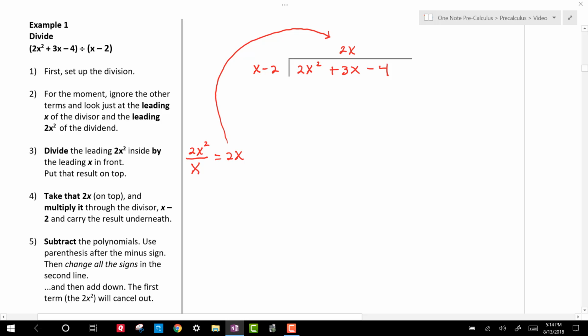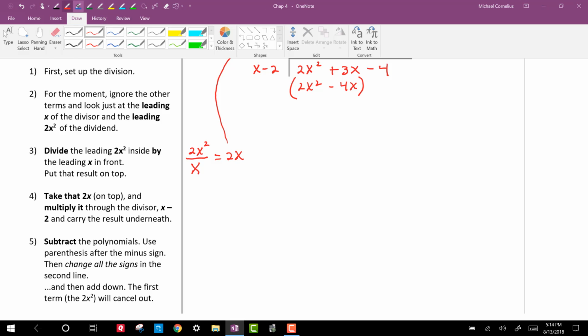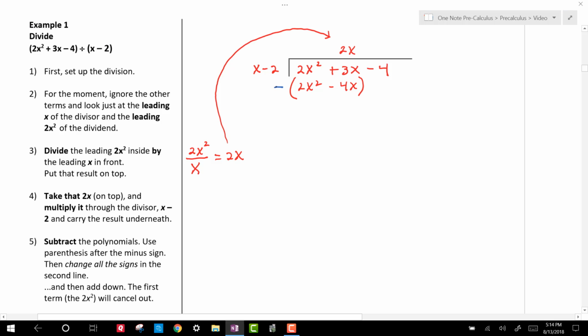So 2x times x is 2x squared. 2x times negative 2 is negative 4x. And here's the key right here. You have to remember that this is a subtraction. So the parentheses here are really important, because you're going to forget to distribute that negative to that second term. 2x squared minus 2x squared, everybody gets that. But when you distribute that negative into the negative 4x, it makes it positive. So we have 3x plus 4x, which leaves us 7x.